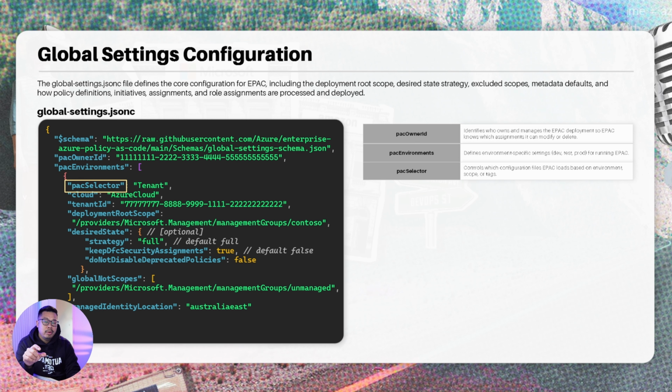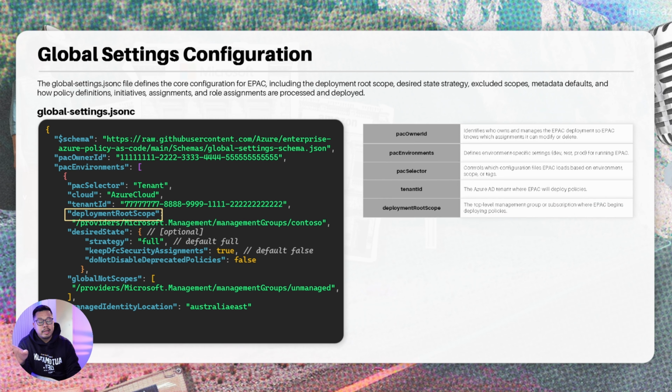So you would call the tenant block when you're deploying, and everything below it is a configuration that will be deployed. So cloud is obviously the cloud that you're in, so generally Azure Cloud. The tenant ID is obviously the tenant ID that you plan to deploy EPAC. Next up is the deployment root scope. So going back to the Azure RBAC, obviously the RBAC needs to have permissions at a minimum at this scope. And this is basically the top level management group or subscription where EPAC begins to deploy policies. So this is the root of where EPAC will deploy policies.